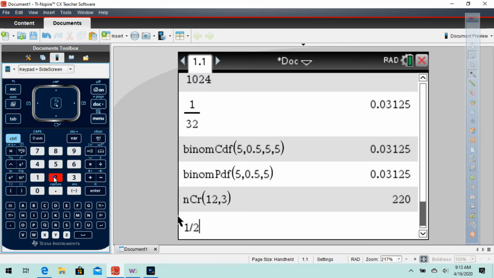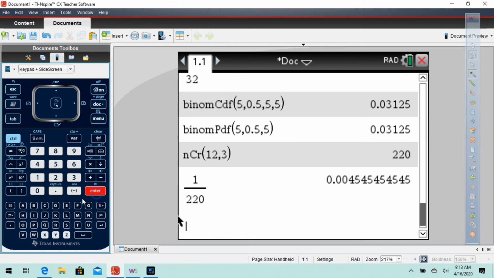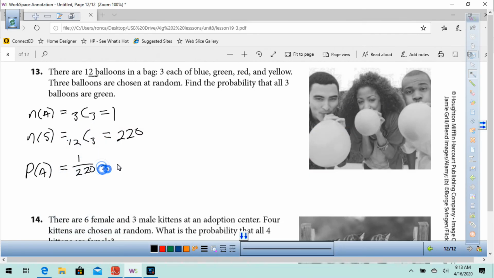1 divided by 220 is 0.0045, and those repeat. Now, let me ask you a question. Can we use that other model? We can.